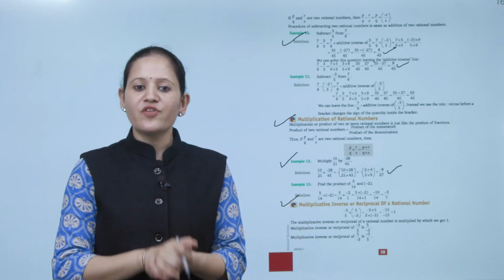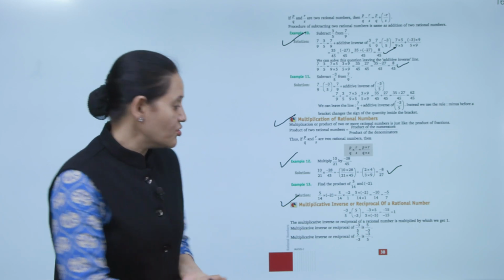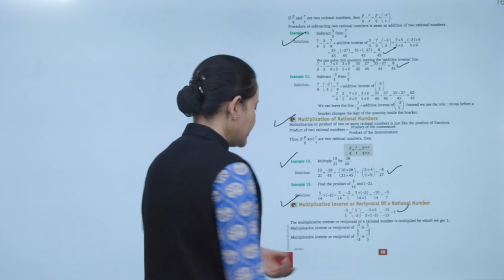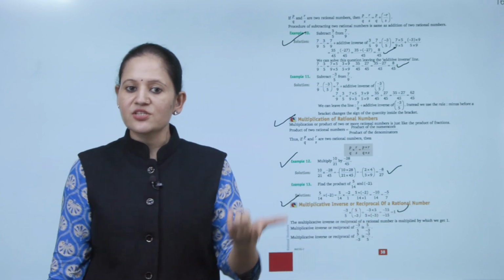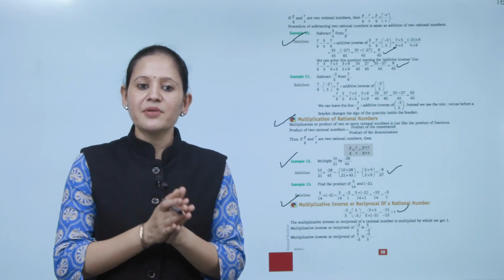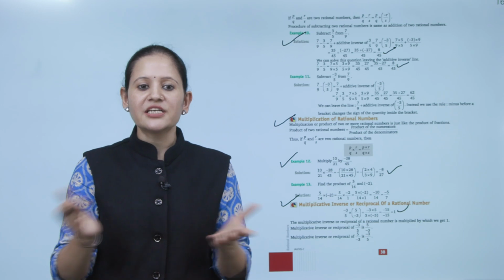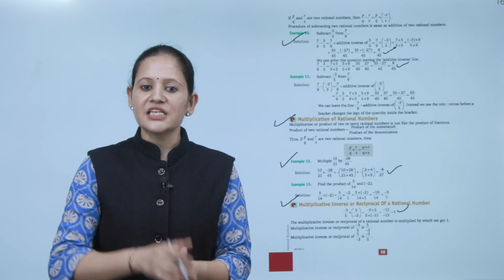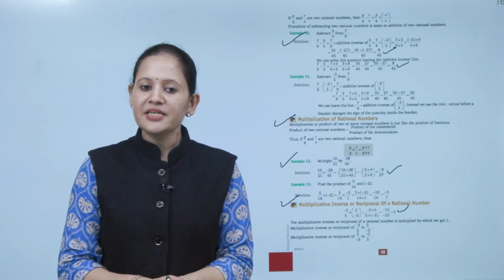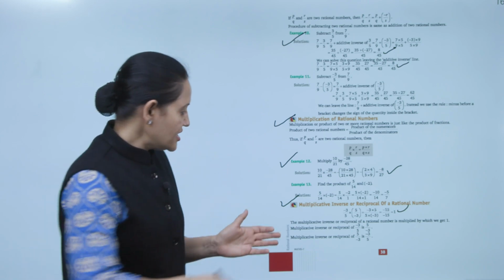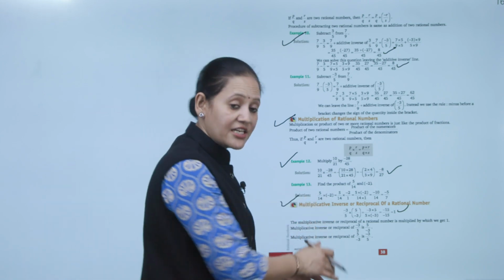Minus 3 by 5 into 5 by minus 3 is equal to minus 15 upon minus 15, that is 1. It means the multiplicative inverse or the reciprocal of a rational number is the number by which it is multiplied to get 1. किसी भी number और उसके multiplicative inverse का product क्या होगा, that is equal to 1. The multiplicative inverse or reciprocal of minus 3 by 5 is 5 upon minus 3. The multiplicative inverse or reciprocal of 5 upon minus 3 is minus 3 upon 5. So in this, the numerator will become the denominator and the denominator will become the numerator.